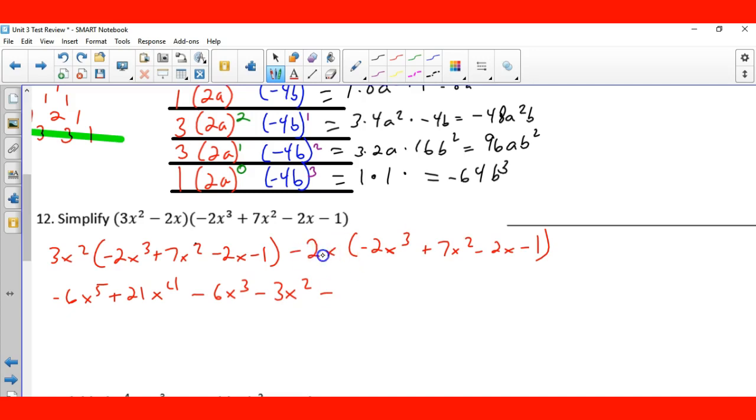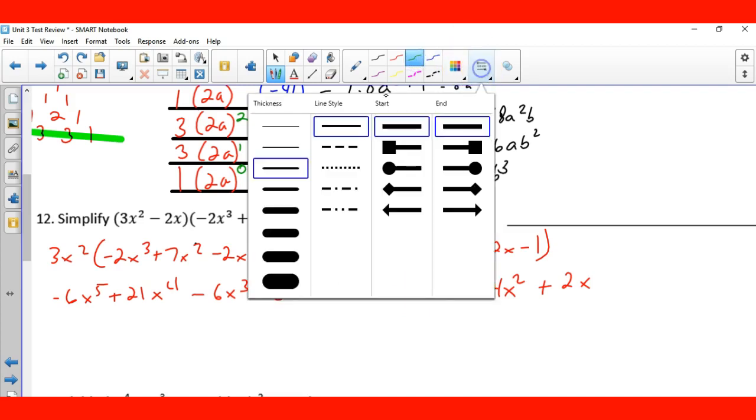Now right here, you have negative 2x times negative 2x cubed. It's going to be a positive 4x to the 4th. And negative 2x times 7x squared is going to be a negative 14x cubed. And negative 2x times negative 2x is going to be a positive 4x squared. And negative 2x times negative 1 is going to be a positive 2x. So now we just combine like terms.